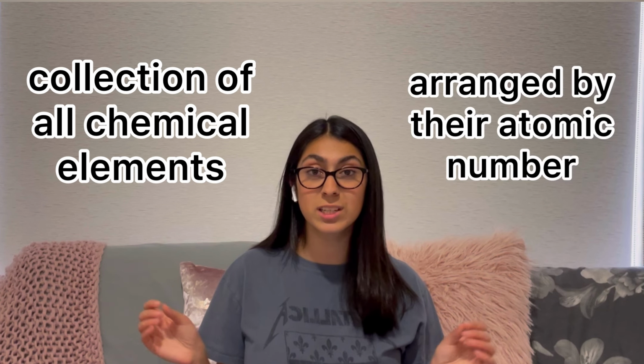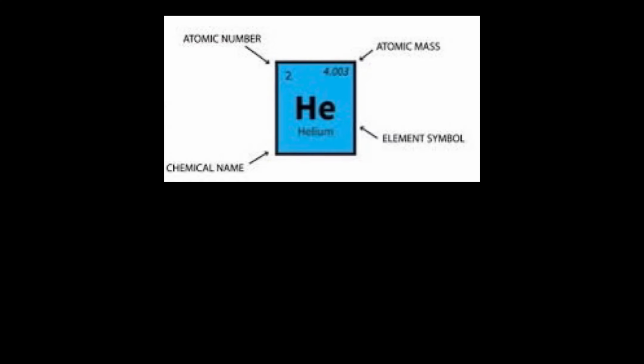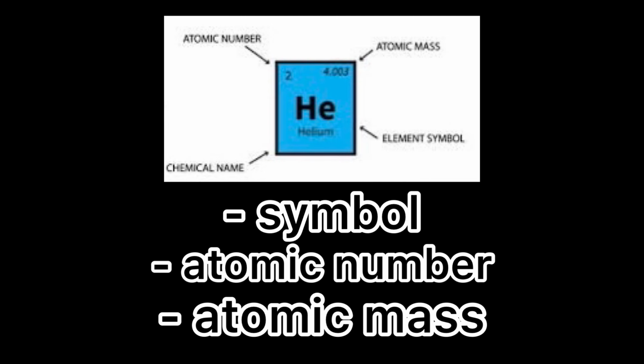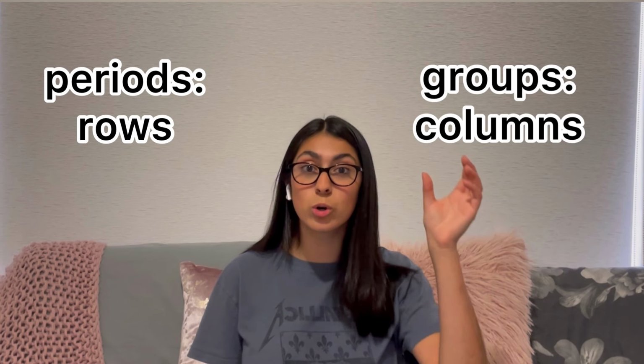So now you've probably seen the periodic table before, but if you haven't, it's a collection of all of the known elements arranged by their atomic number, and once again the atomic number is equal to the number of protons in an atom. Each element on the periodic table has its own symbol, atomic number, and atomic mass. This table is divided into periods or groups.